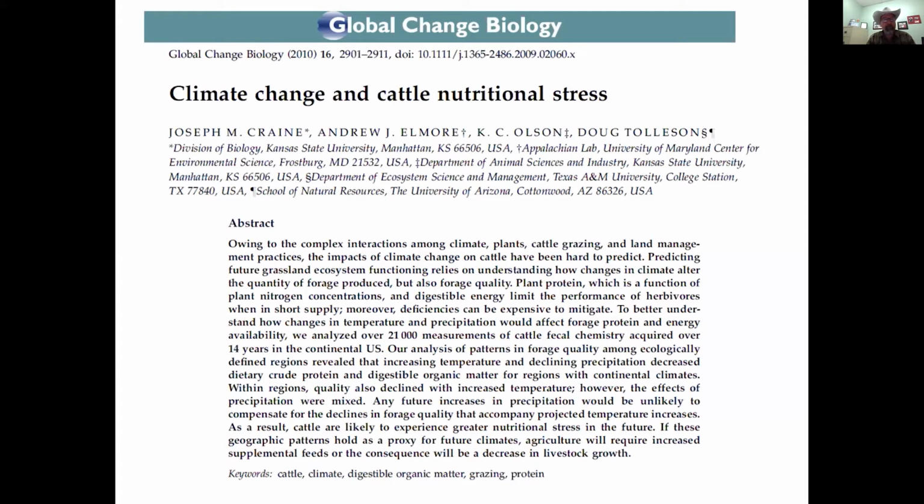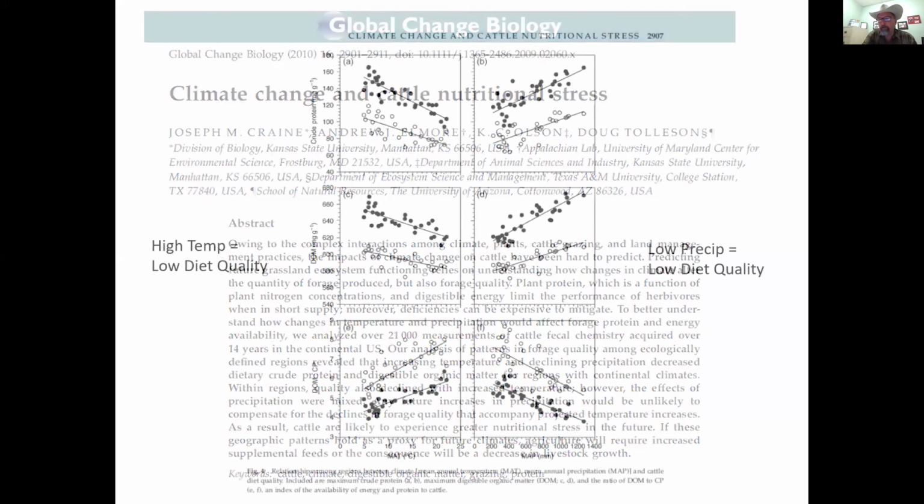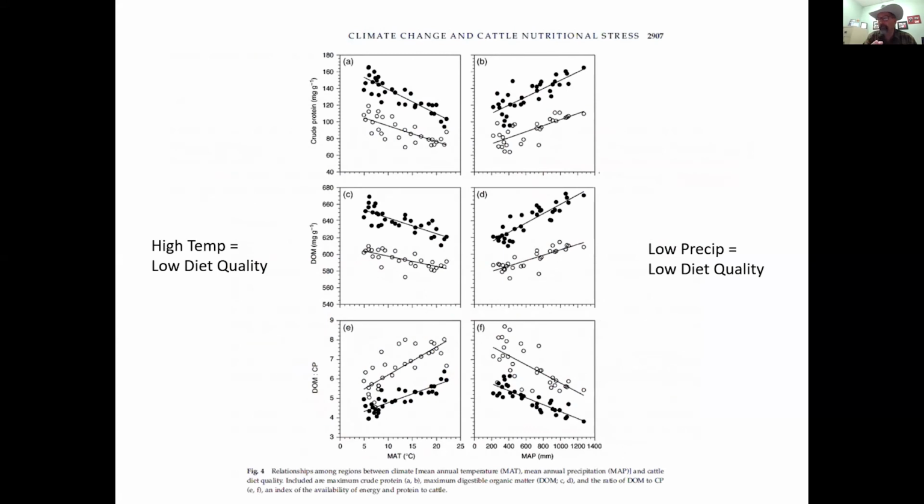This is a paper that was published about 10 years ago now. We looked at about 20,000 fecal samples that were scanned with near-infrared spectroscopy to predict the diet quality of those animals. These were animals that were only grazing, not being fed. And we had them geo-referenced, located from border to border and ocean to ocean across the United States over about a 15-year period. And lo and behold, when we looked at those regions and we looked at mean annual temperature, mean annual precipitation, higher temperature led to lower diet quality. Lower precipitation led to lower diet quality.